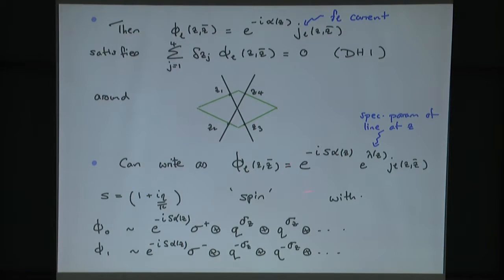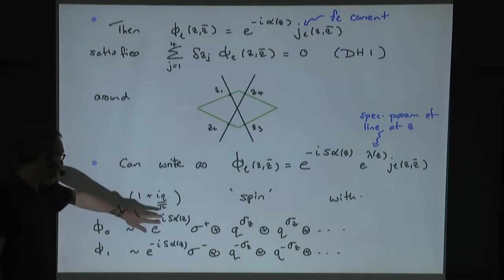So if I pull out this factor here and push in this factor here, then this whole thing looks like the following. So phi naught looks like this factor times phi plus with a bunch of these q to the sigma z operators, and phi 1 has a similar factor here. Okay? And this factor now I want to interpret in terms of spin.